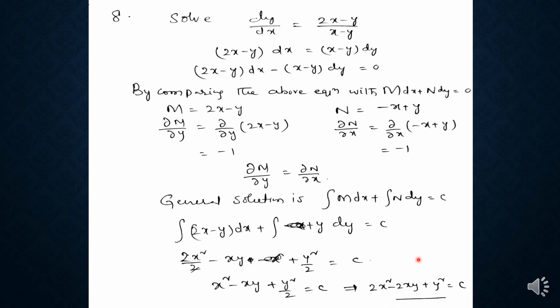So the general solution of the differential equation dy/dx = (2x - y)/(x - y) is 2x² - 2xy + y² = c. Thus, we can find the general solution for the differential equation of exact differential equations type.